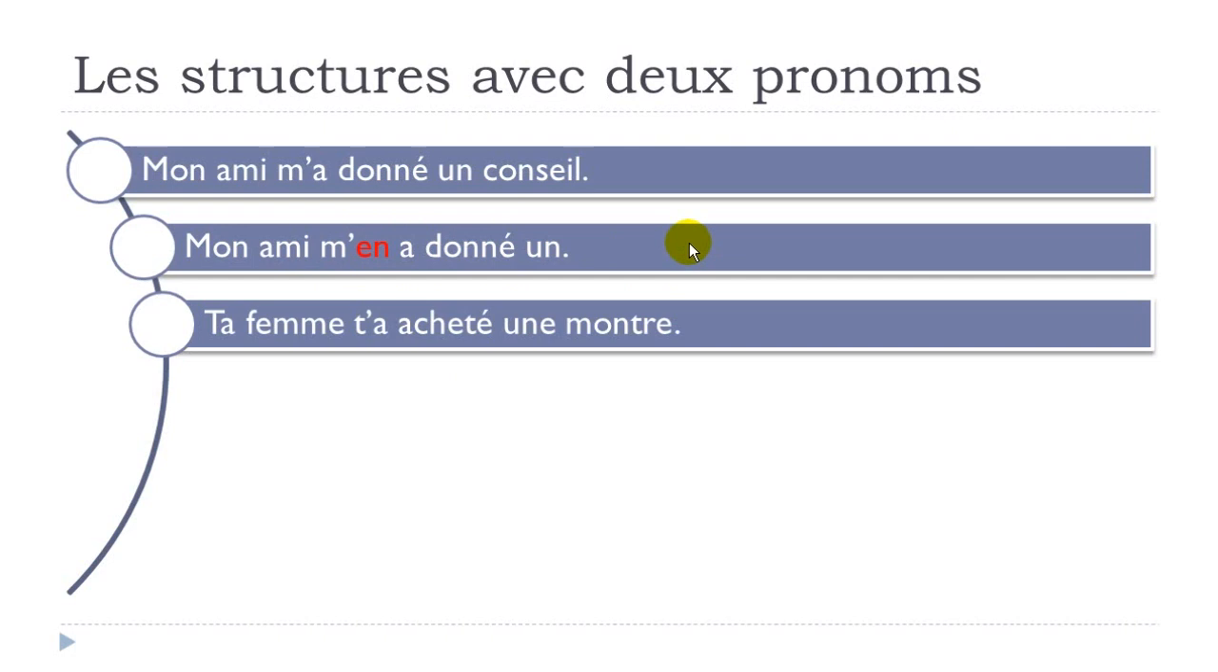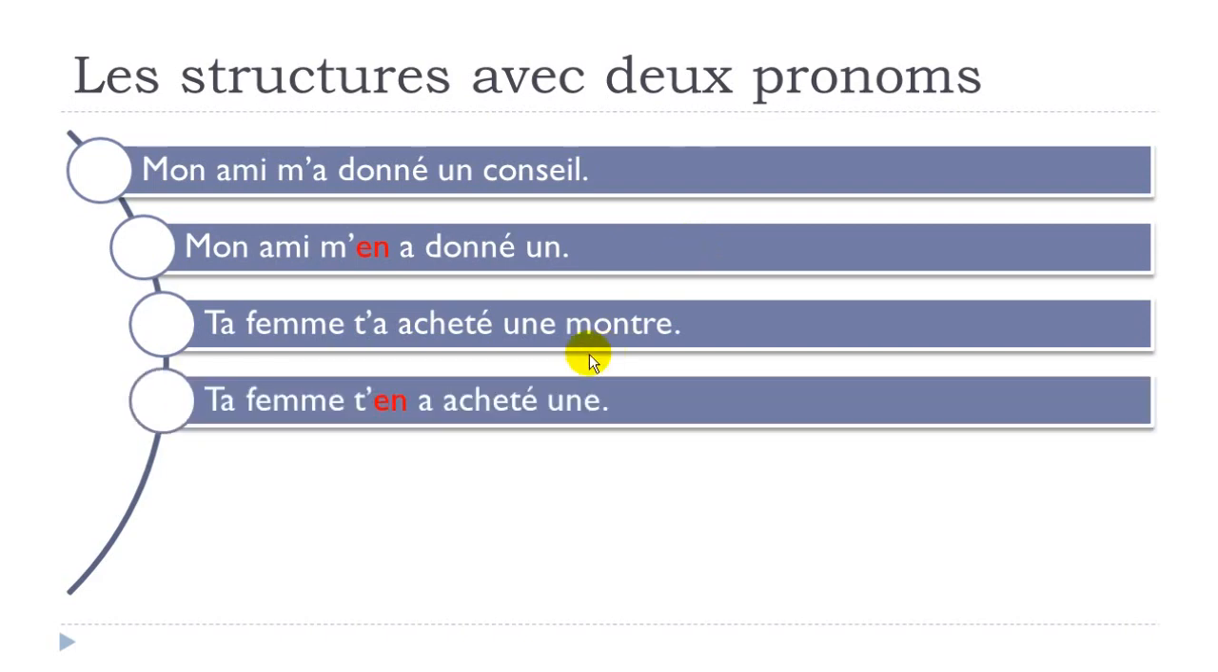Let's see now the same sentence that we had previously, but in the passé composé form. Ta femme t'a acheté une montre. Okay, same thing here. Ta femme, so te should be here, but then, of course, with the vowel, we take away the e. En a acheté une. Ta femme t'en a acheté une.